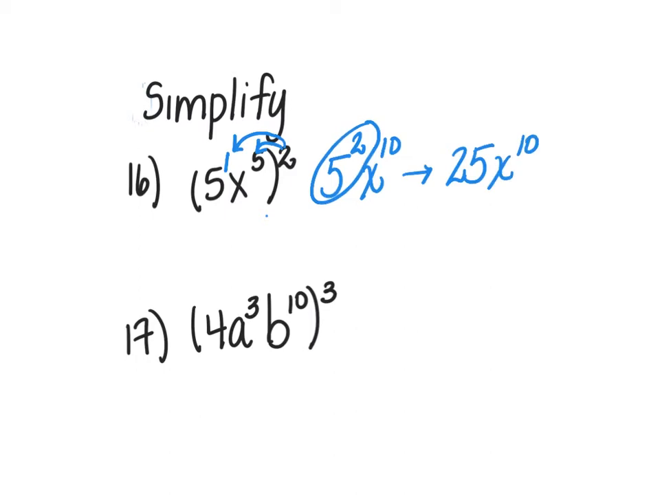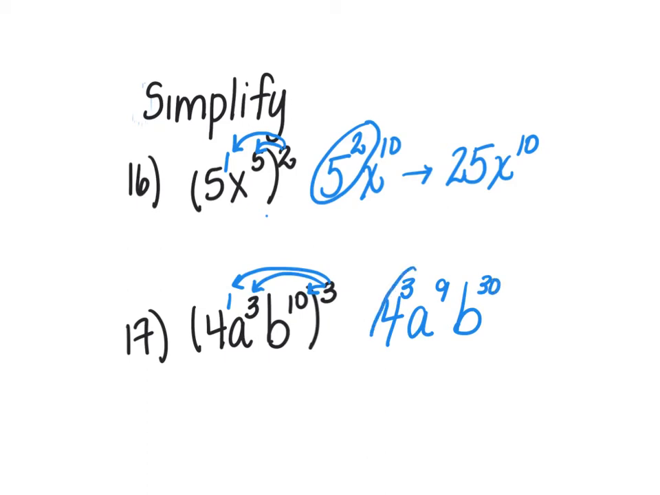Number 17, we have 4, a to the third, b to the 10th, all raised to the third power. Now again, I don't have a power on that 4, so I'm going to write the 1 there, so I don't try to multiply the 4 times the 3. So this outside power is going to be multiplied by all the inside powers. So I'm going to keep the base of 4 and then multiply. 1 times 3 is 3. Keep the base of a and then multiply. 3 times 3 is 9. Keep the base of b and then multiply. 10 times 3 is 30.